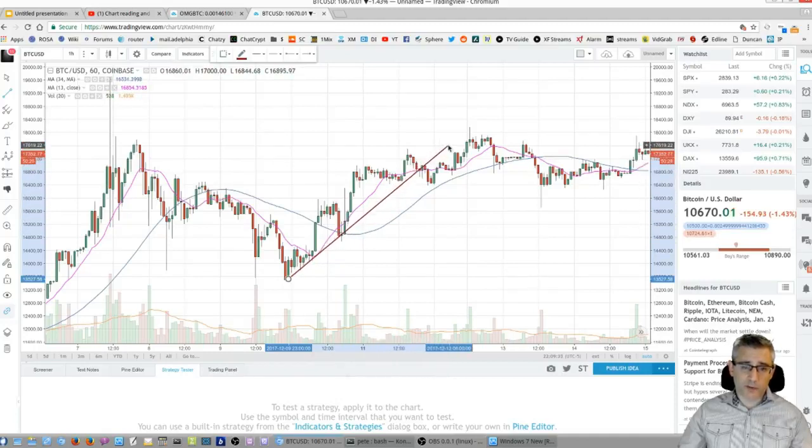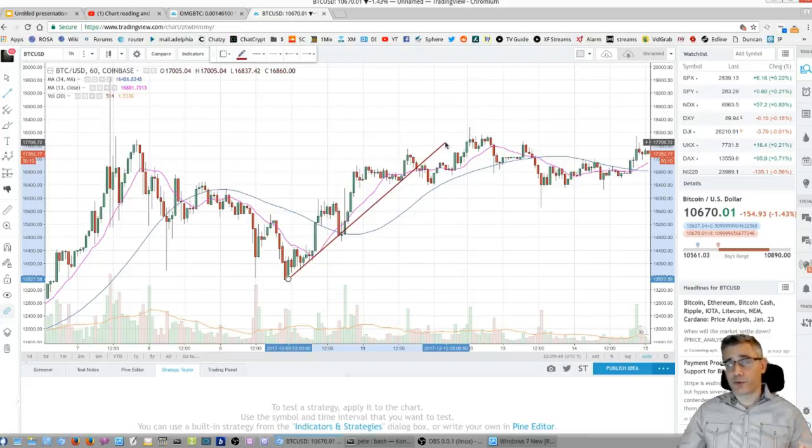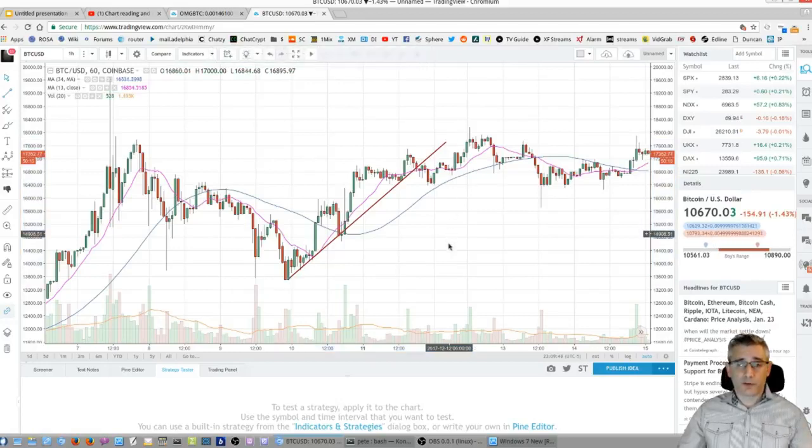And all you need is 2 points to create a trend line. But the more points that touch the line, the more reinforced or more respected the line is by the price movement of the stock or the cryptocurrency. So there's a trend line there.